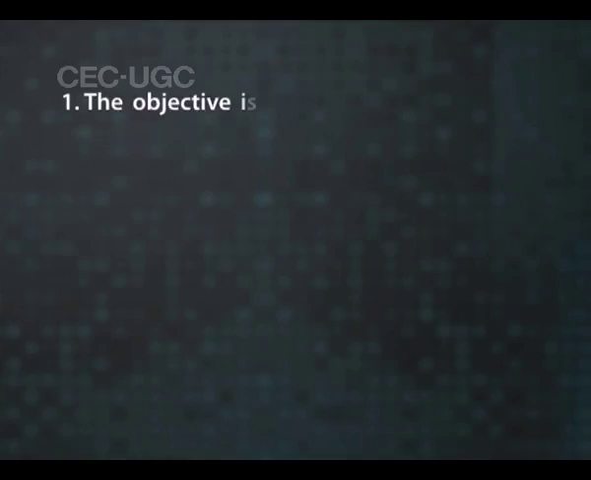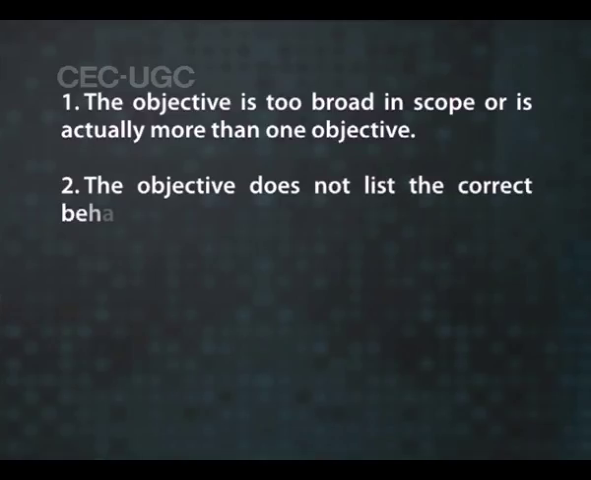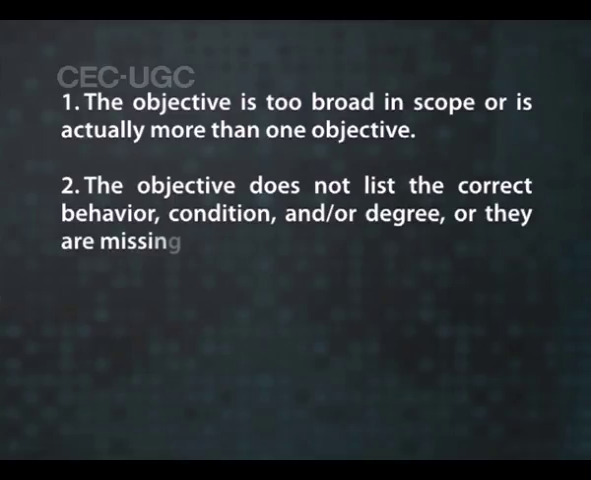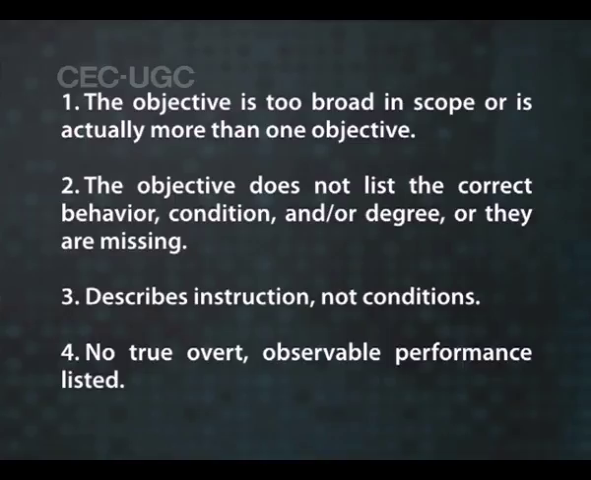Please be aware of the following typical problems encountered when writing objectives and try to avoid such drawbacks. The objective is too broad in scope or is actually more than one objective. The objective does not list the correct behavior, condition, and or degree, or they are missing. Describes instruction, not conditions. No true overt observable performance listed.